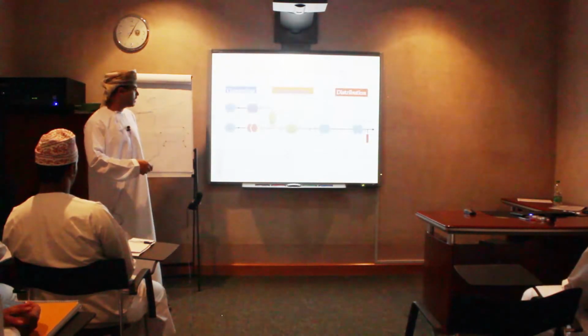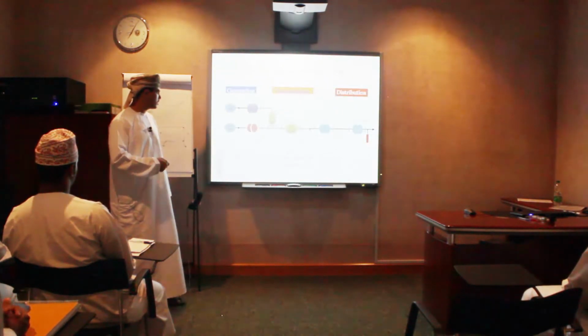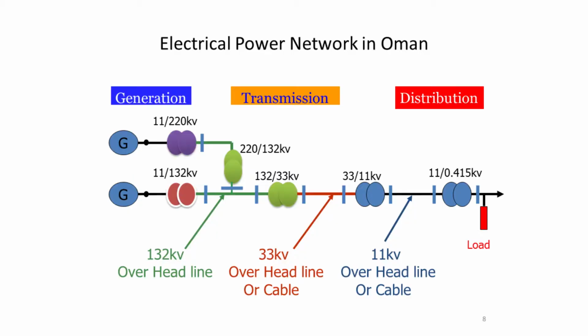These are the voltage levels that exist in the main interconnected system. So we have 220 kilovolt and 132 kilovolt. These are the transmission levels. And we have 33, 11 kilovolt and 415 volts. These are distribution voltage levels.